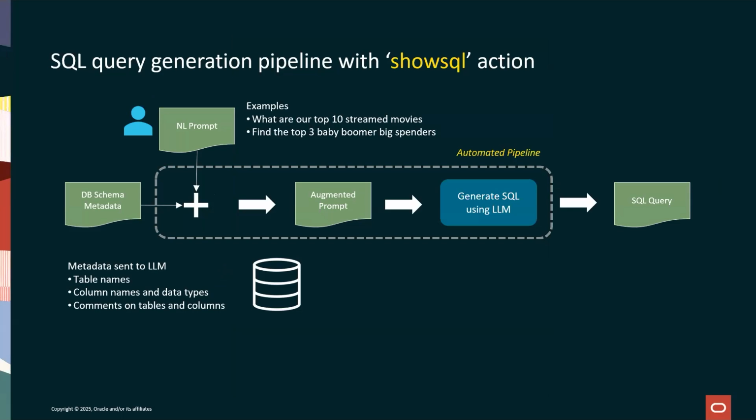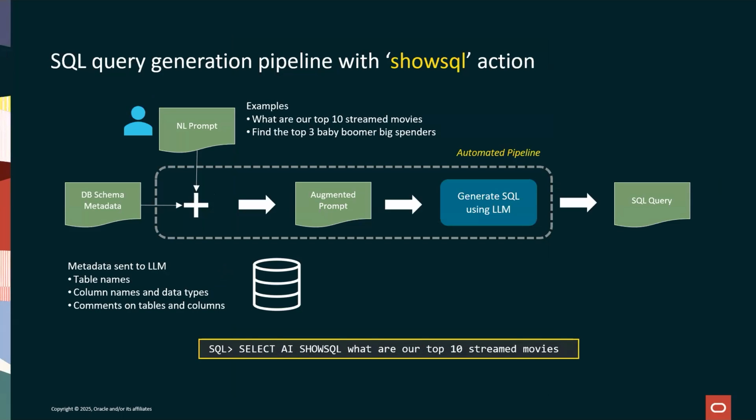So how does this work with Select AI? We basically start with the user's natural language prompt, and we augment it with the database schema, metadata, and other instructions. Then this augmented prompt is provided to the LLM. Then it generates an SQL query.